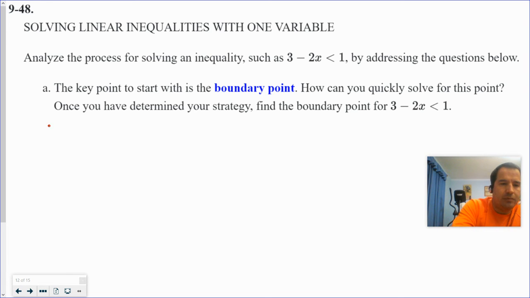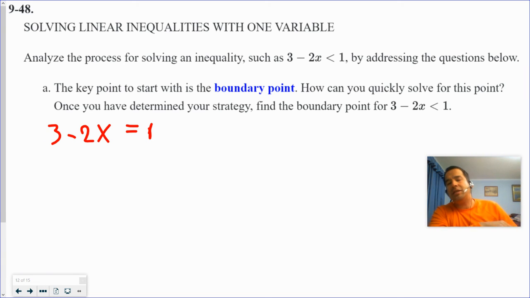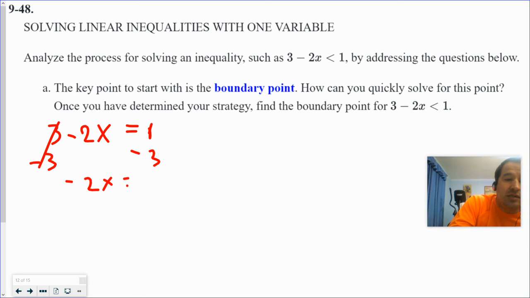Number one, what if I just said, let's solve this for the boundary point and find when they are equal? Now you're like, whoa, but it just says less than. I know, but I just want to find the boundary point. So I'm just going to solve this as if it were equal to. I do the exact same process, and I get -2x equals -2, divide by -2, and I get x equals 1.